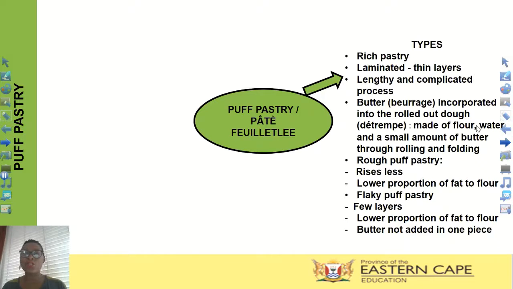So they make a détrempe first. A détrempe is flour, water, and a small amount of butter that they make into a dough that is then chilled. And then in between, they will add the bourrage, which is your block of butter. And then the pastry goes through a process of rolling and folding many times. And in between those stages, you have to chill the pastry to avoid the butter from melting.